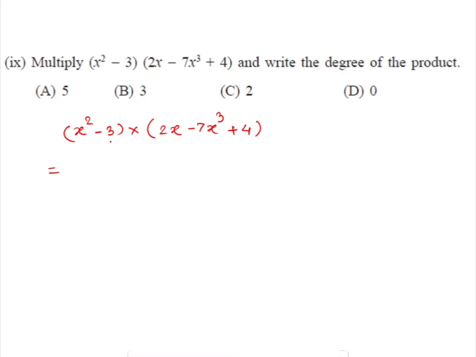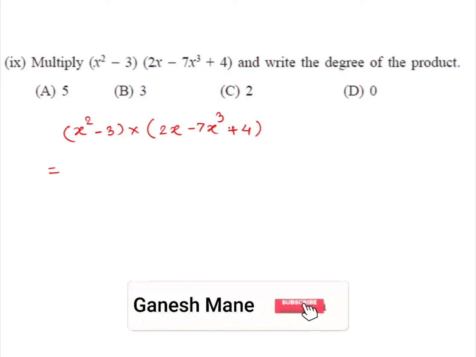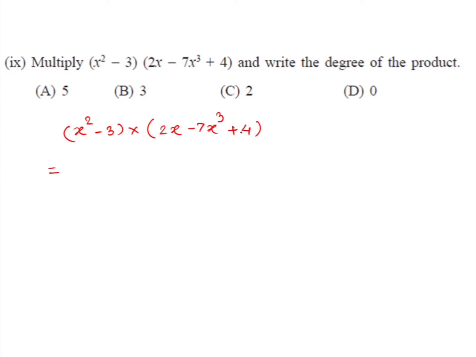So we should multiply each term in the second bracket by each term in the first bracket. So we should first multiply all the terms in the second bracket by x square. So x square into 2x, that should be 2x cube, minus 7x cube into x square, that should be 7x raised to 5, plus 4 into x square, that's 4x square. Then we have to multiply each term by minus 3. So minus 3 into 2x, that's minus 6x.